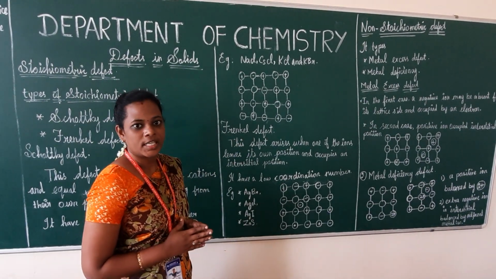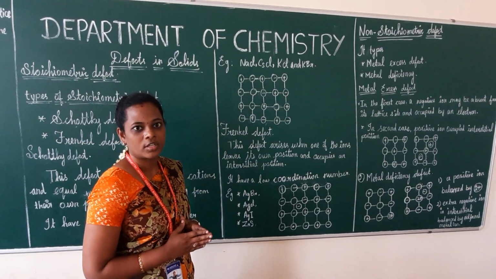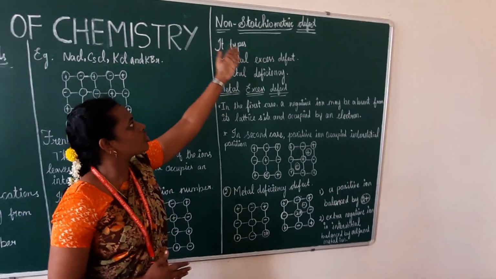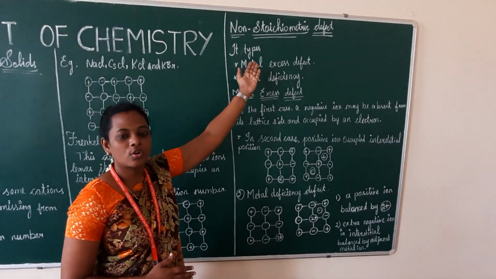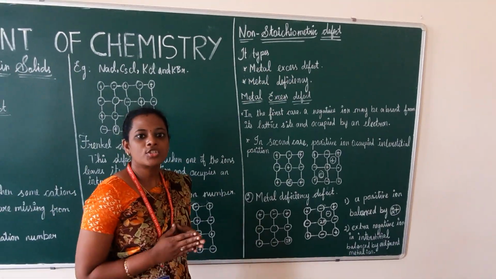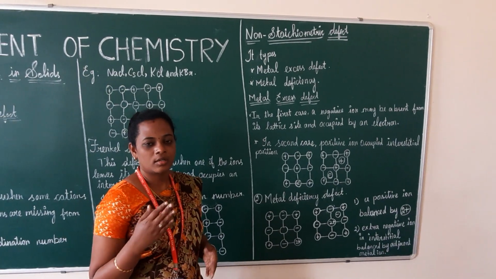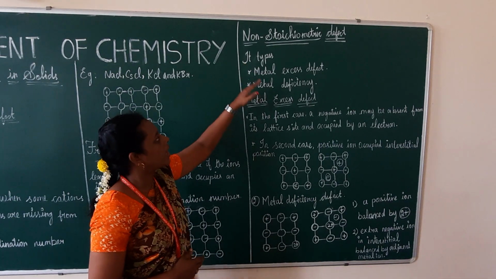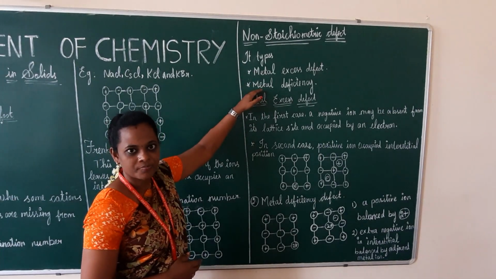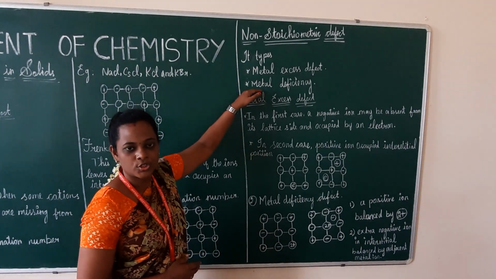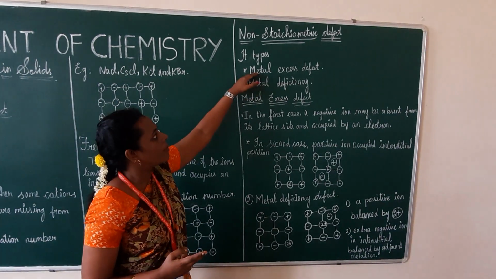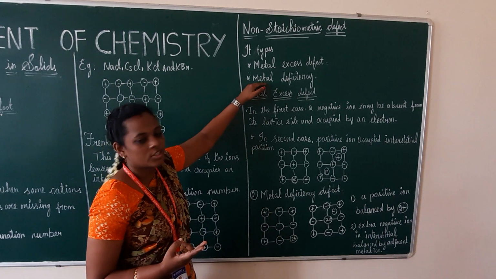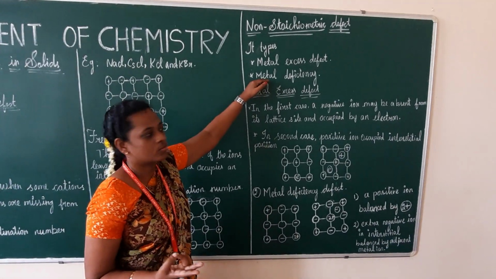Now, let us see about the next defect of solids. The next defect of solids will be non-stoichiometric defects. What are non-stoichiometric defects? The non-stoichiometric defects are divided into two. They are metal excess defect and metal deficiency defect. They themselves are divided into two cases each.